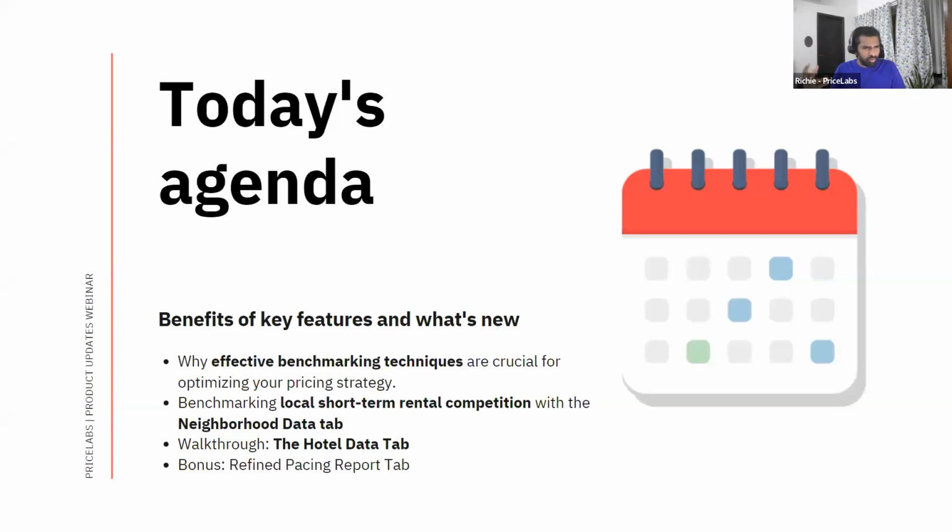A lot of it has not changed, but in context of benchmarking, we want to talk about that. And then the new tab that we have, hotel data, how to use it, when to use it. And then finally, if you've followed our product updates, we have made a bunch of improvements to our portfolio analytics and particularly the pacing reports. We have refined them further. And so we'll cover what has changed in these pacing reports.